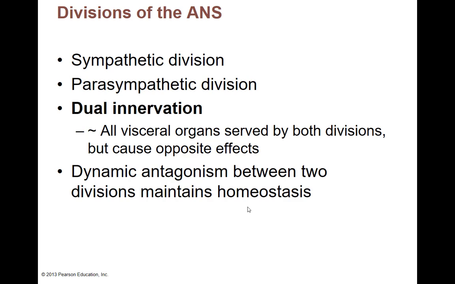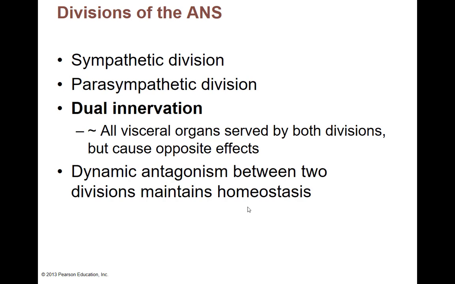But not all of them. An example would be a sweat gland. If you're under stress, your sympathetic nervous system would tell your sweat glands to do what? Make sweat. When you're at rest, there's no opposite of making sweat. It's just nothing. You just don't make any sweat. So there's no rest parasympathetic, make less sweat. There's just no sweat. So most are dual innervated, but not all.